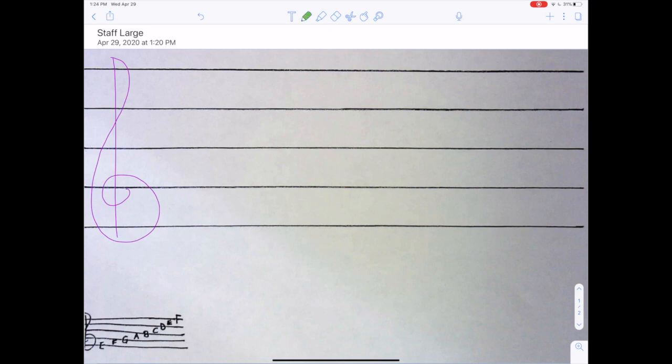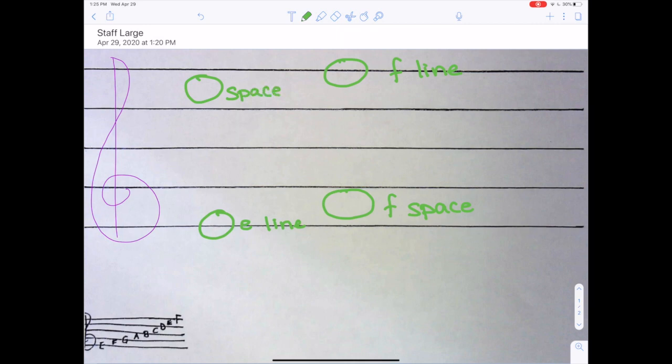Let's do it with a space. So let's do a space here. In between each line there lies a space, F-A-C-E. That one is F as well. But wait a second, Mrs. Johnson, did you just say that there are 2 F's? Yes, I did. There is an F space, and there is also an F line. Just to keep your brains sharp, there is an E line, and there is an E space, just for you to remember.